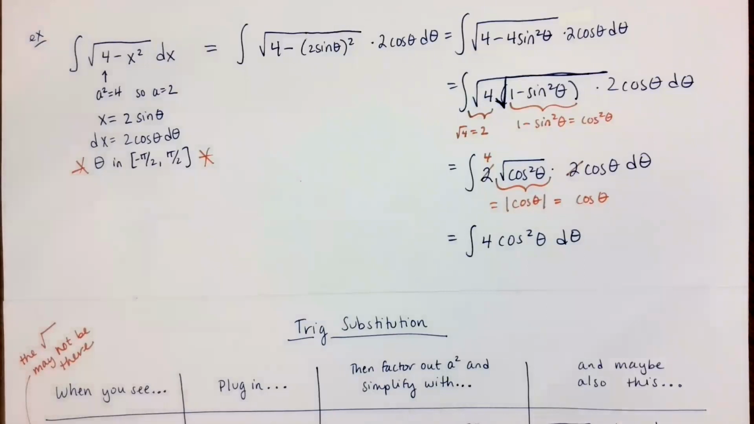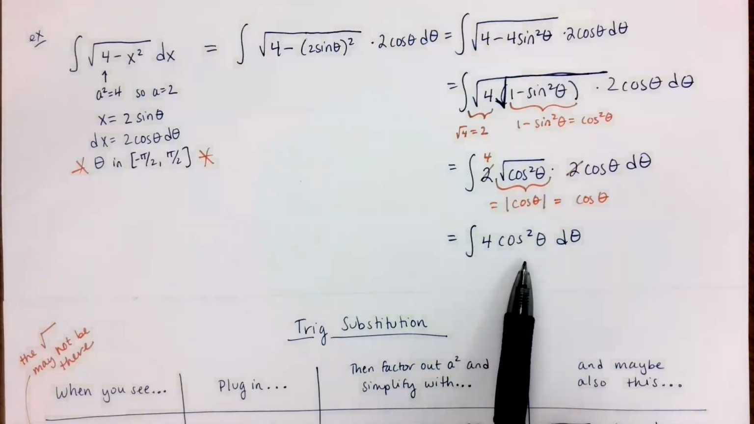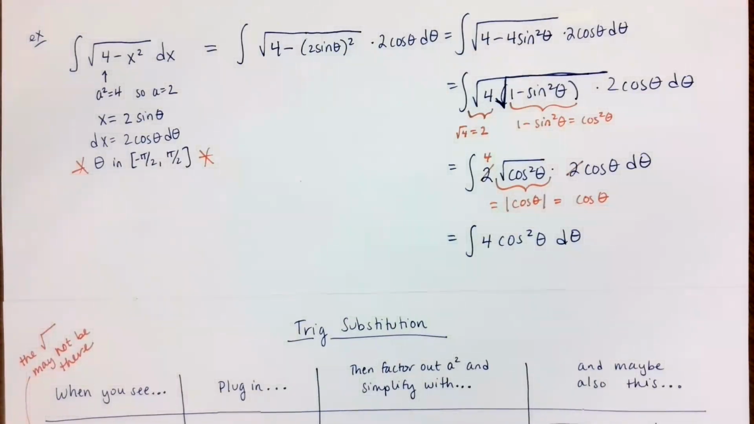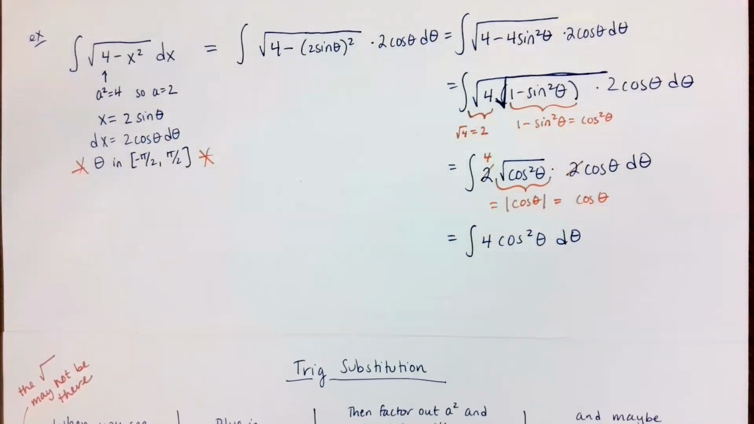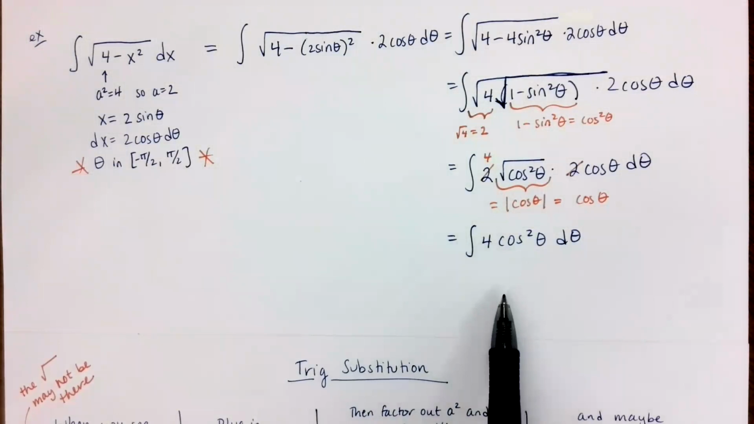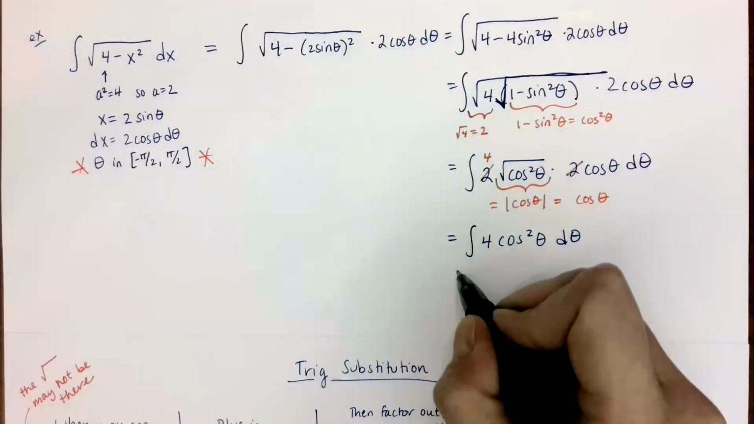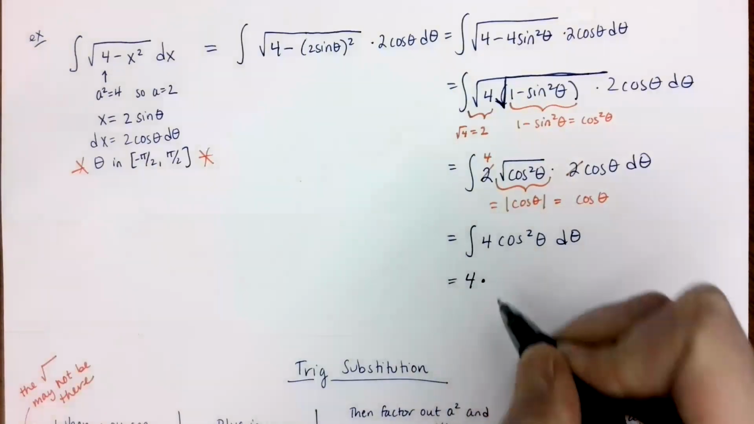Okay, so now we have simplified our integrand as much as we possibly can, and we need to integrate. Cosine squared doesn't have its own memorized antiderivative rule, but it is one that we've seen before. You can do this either using the double angle identities or as a wraparound integral by parts. That times 4 will carry down.